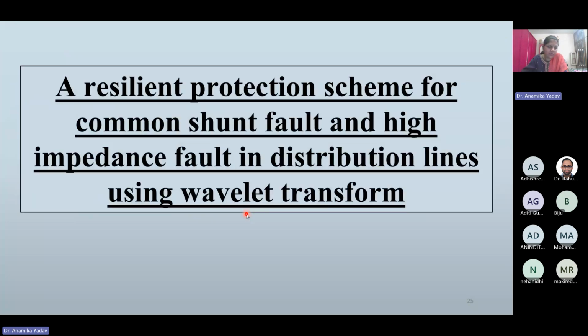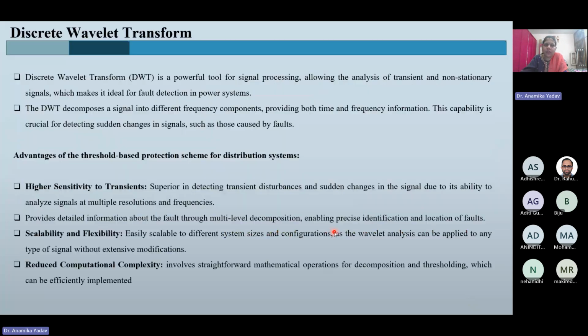Now I will move on to the next type of protective relaying scheme, which is a resilient protection scheme for common shunt faults and high impedance fault in distribution line using wavelet transform. Herein discrete wavelet transform has been used, and the main thing is to use only DWT.